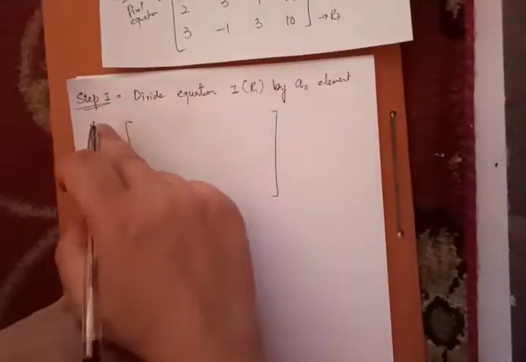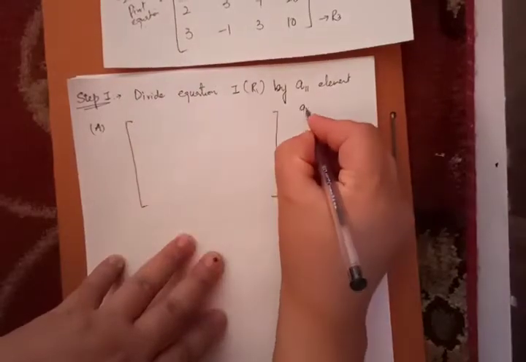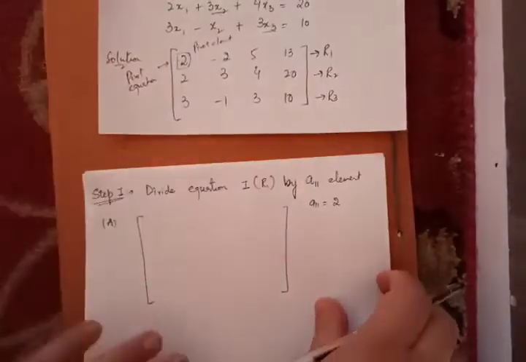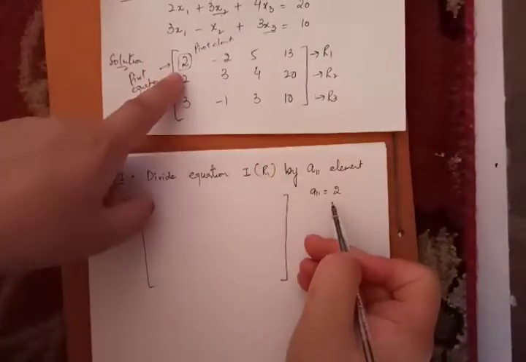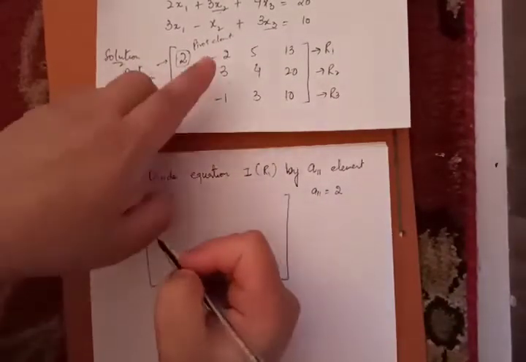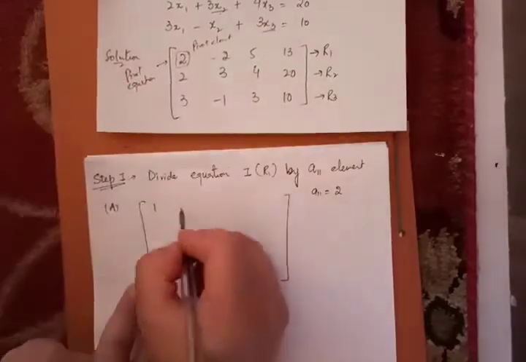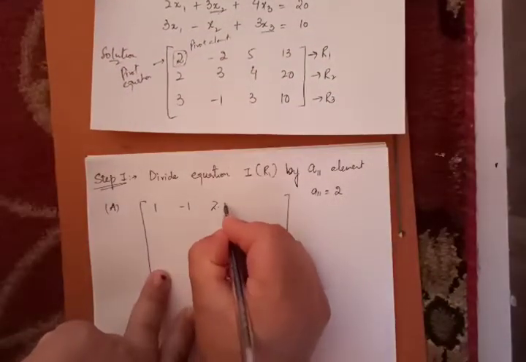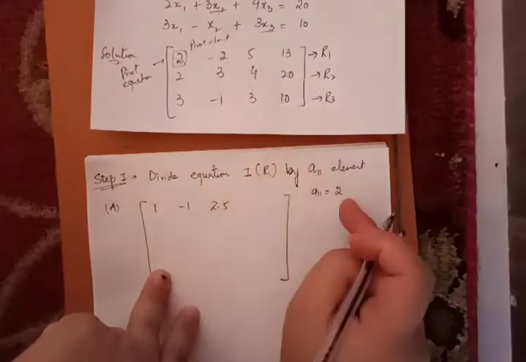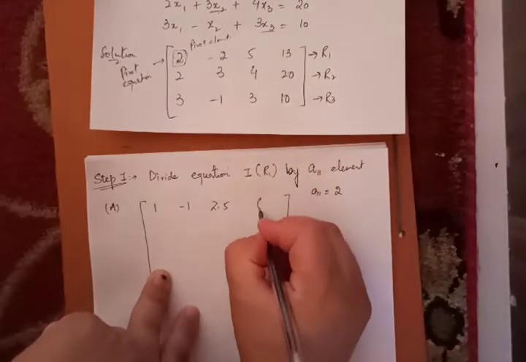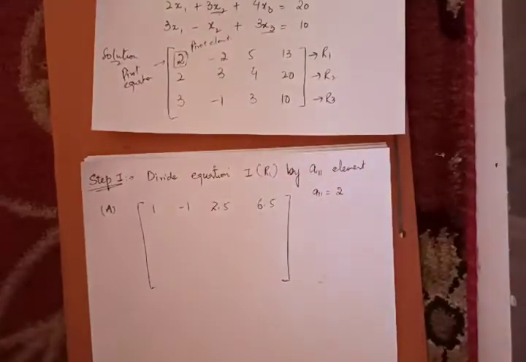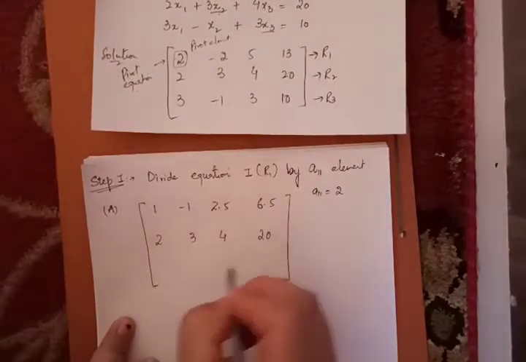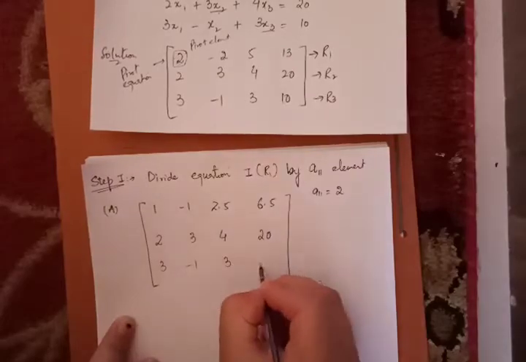A11 element for this system is equal to 2. So 2 divided by 2 is equal to 1, minus 2 divided by 2 is equal to minus 1, 5 divided by 2 is equal to 2.5, and 13 divided by 2 is 6.5. Fine. Rest of the elements would remain as it is, 3 and 10.